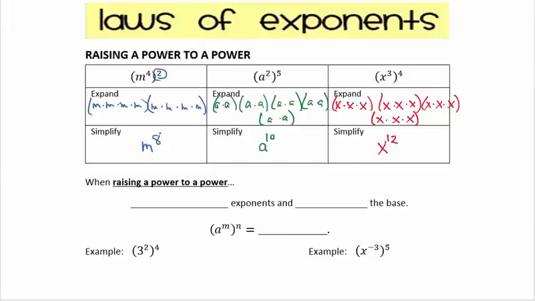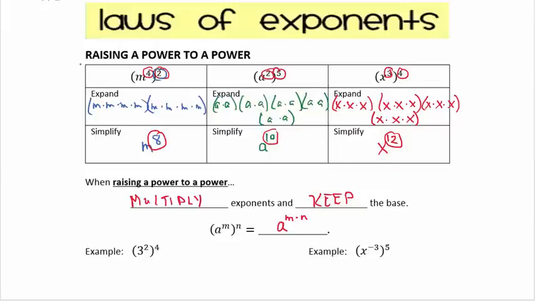All right, so how do I get 8 from 4 and 2? Well, I multiply. How do I get 10 from 2 and 5? I multiply. How do I get 12 from 3 and 4? I multiply. So when raising a power to a power, we just multiply the exponents and keep the base. So a to the m raised to the n is just going to be a to the m times n.